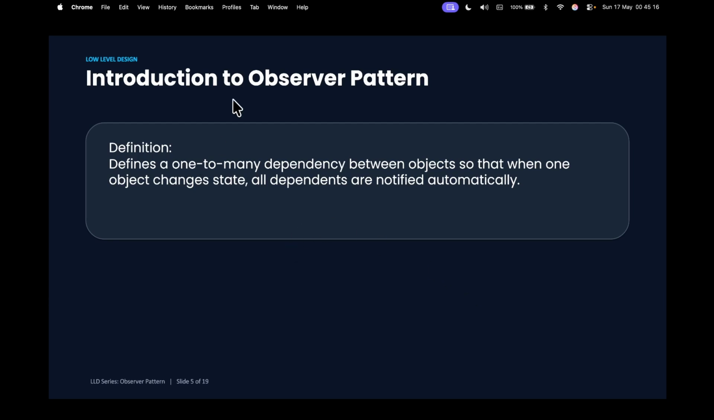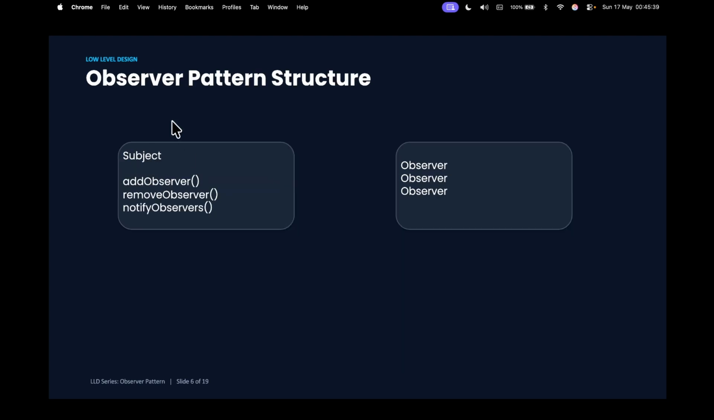Now let's see what the observer pattern is. It defines a one-to-many dependency between objects, so that when one object changes state, all dependents are notified automatically. So that is the observer pattern. Let's say we have this subject, which is the weather station in our case. It will have add observer, like add display device, remove display device or remove the observer, and notify the observers. And these are the observers, which may be many more or less.